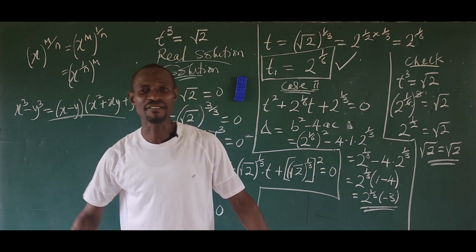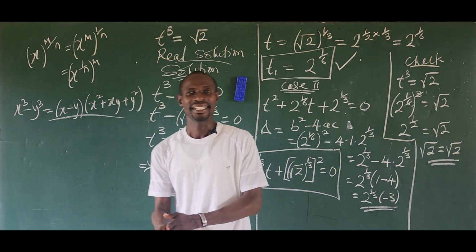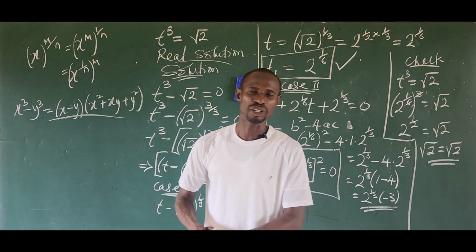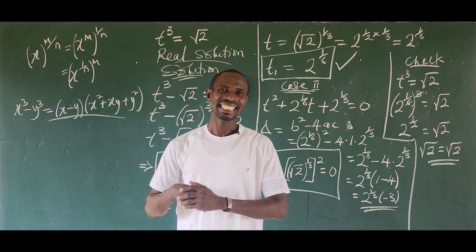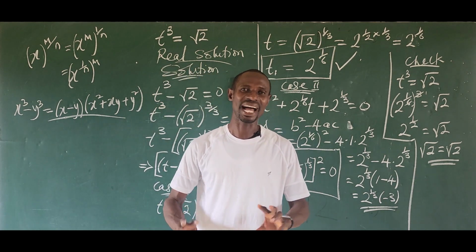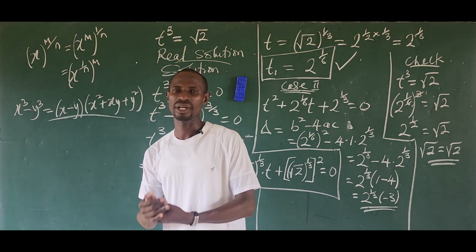So this is for fun, by the way. It shows that the answer t equal to 2 to the power of 1 all over 6 satisfies the original equation and is the only real root to this challenge.